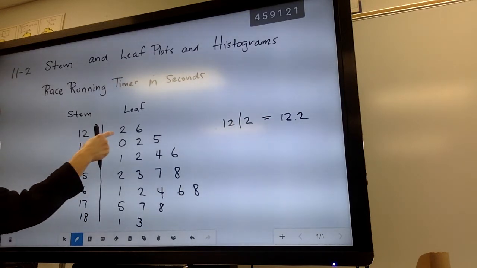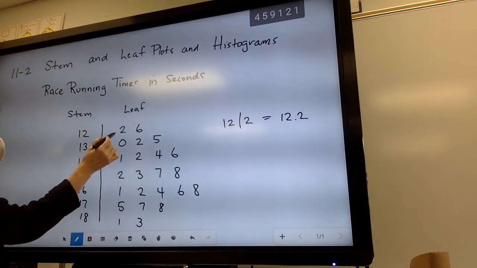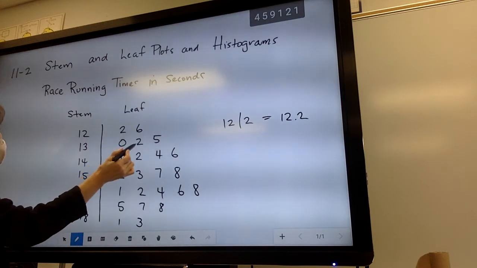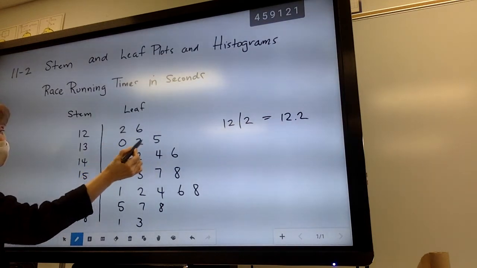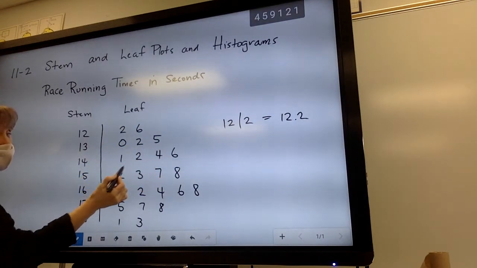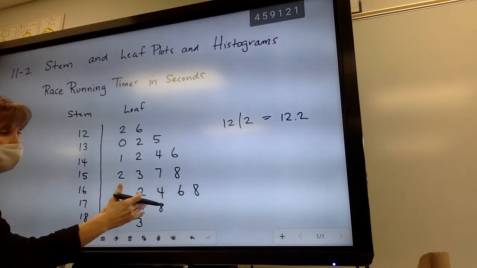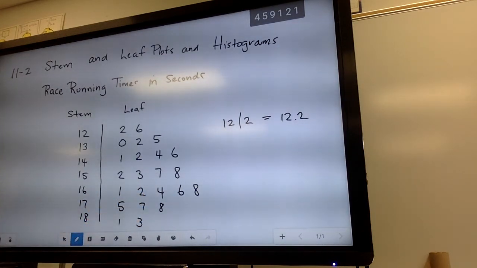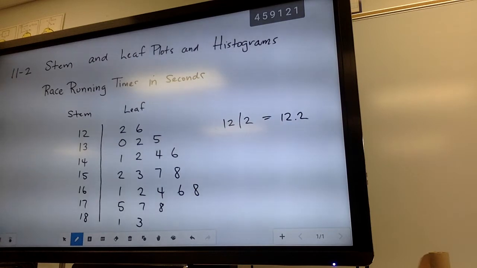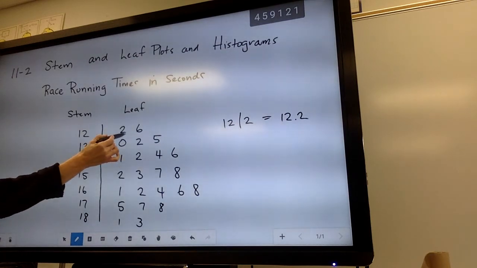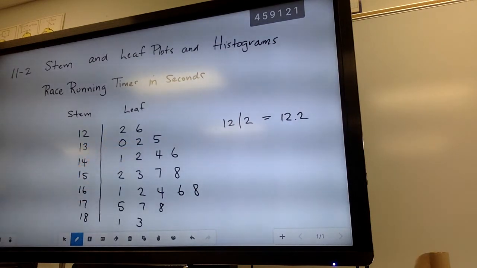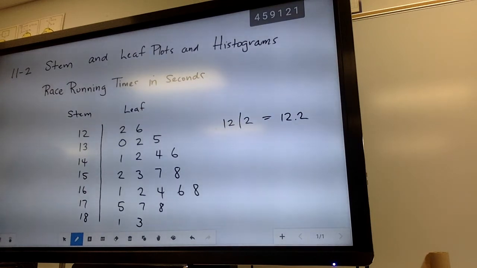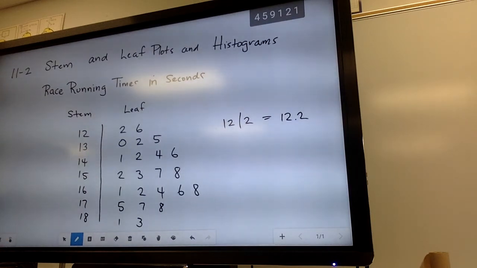Notice that these are in order numerically. Okay, so 2 and then 6. 0, 2, and then 5. These leaves are listed in order. These leaves are listed in order. Each line, we have listed them in order numerically. No commas. Okay, we don't put commas between the times or anything. We just leave a little bit more space than what we normally would if we were writing a value together.